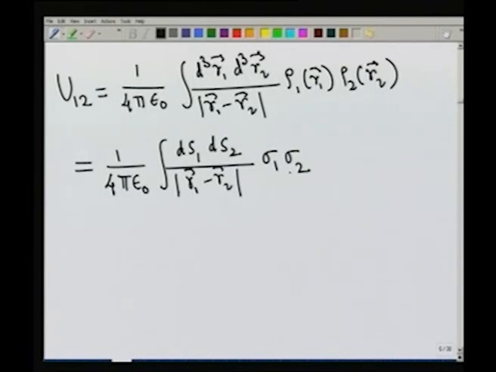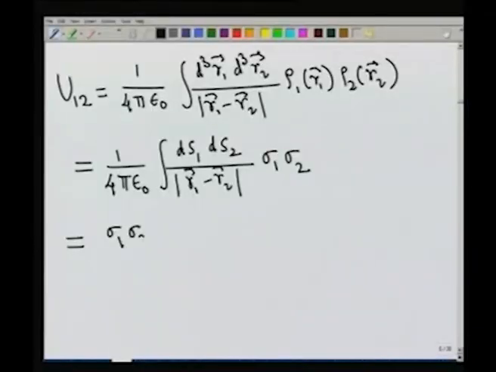Now, since sigma 1 and sigma 2 are constants, and since we have said that it is equal charge, actually it need not be at this particular point. How do I write that? Let me bring it out as the first step. I will write it as sigma 1 sigma 2 over 4 pi epsilon naught, and now we are going to write the expression for ds1 and ds2.